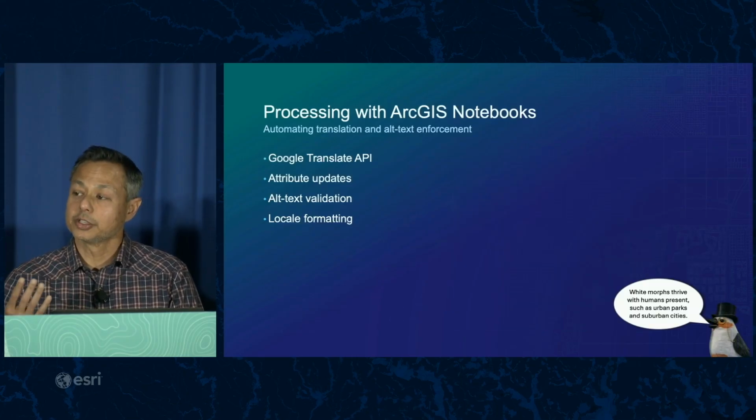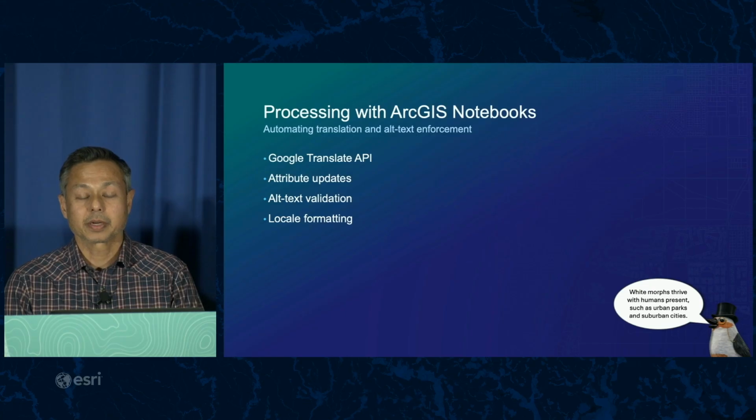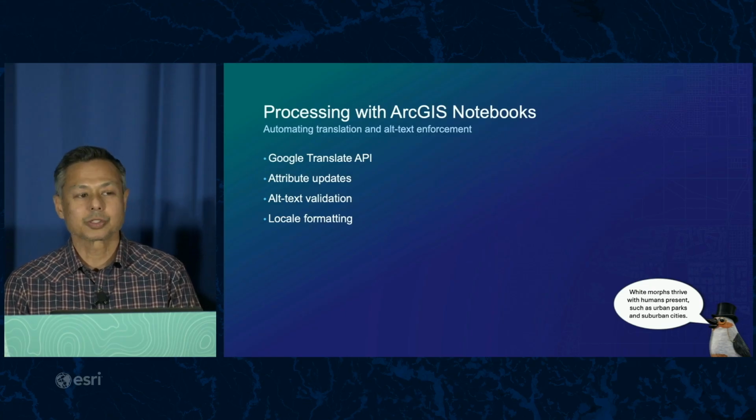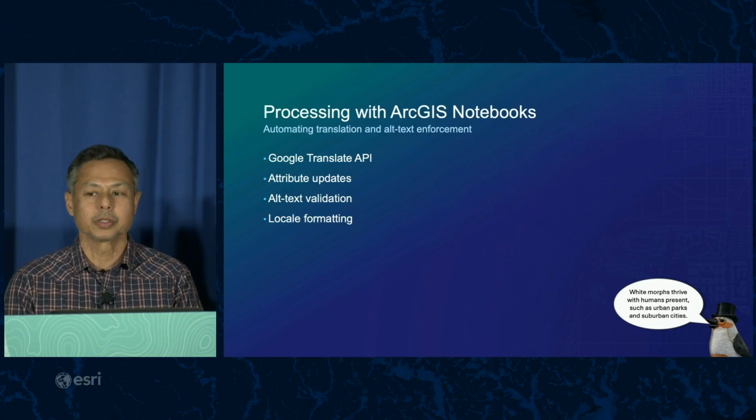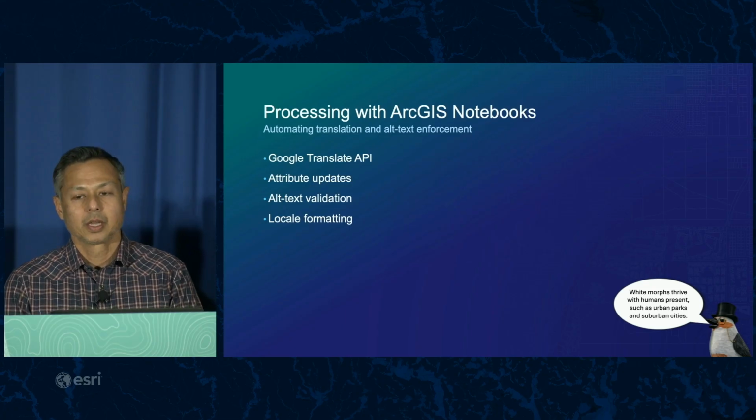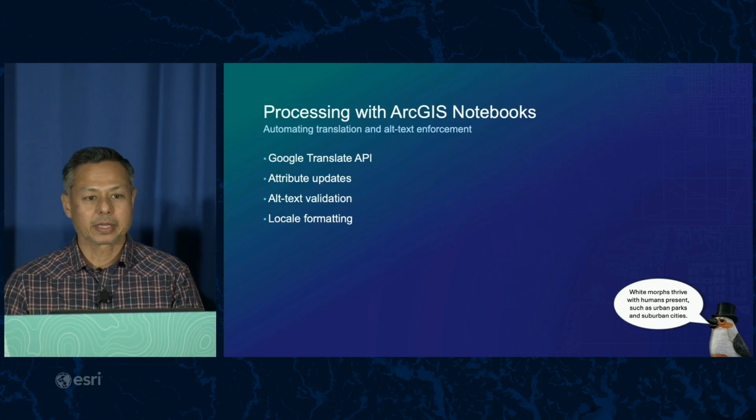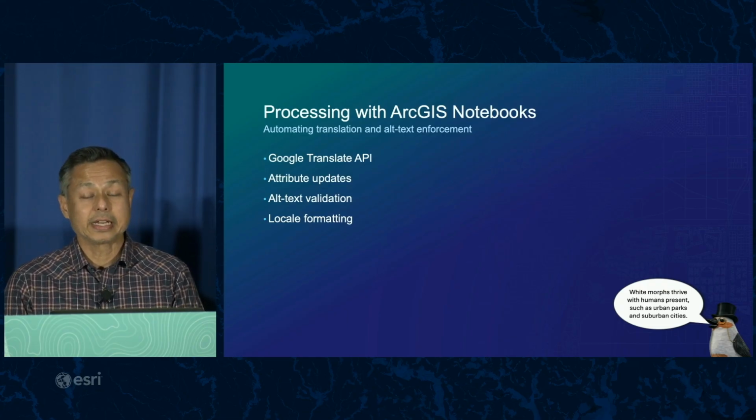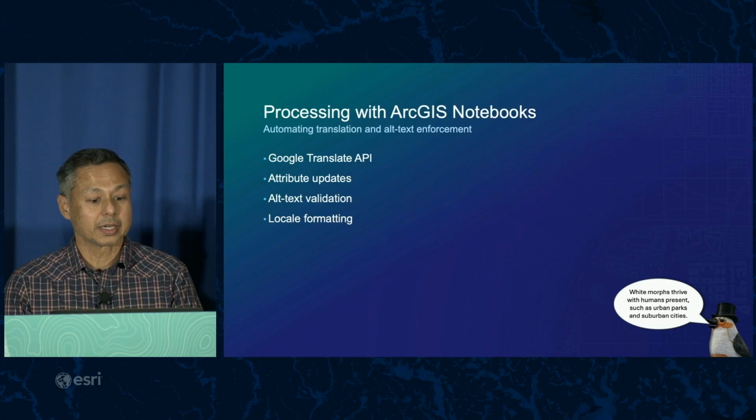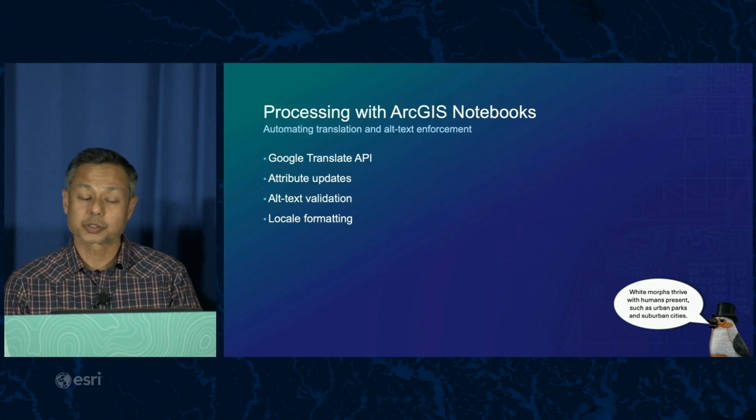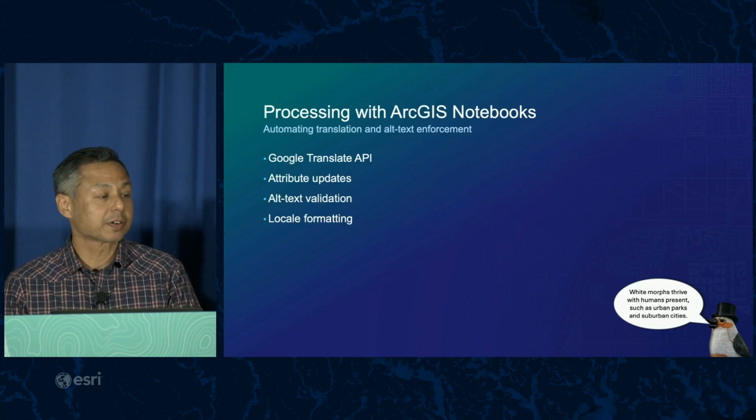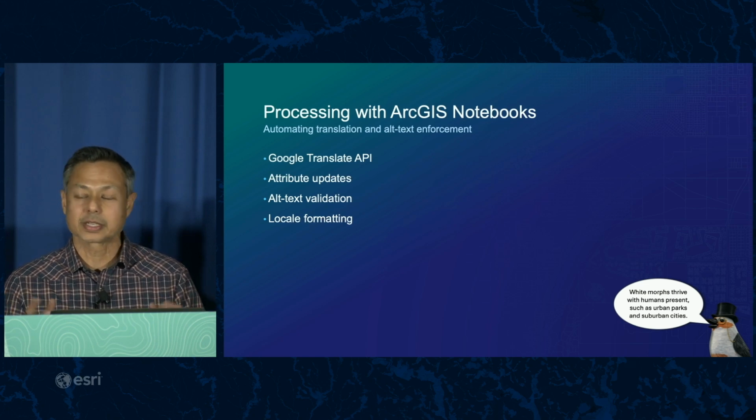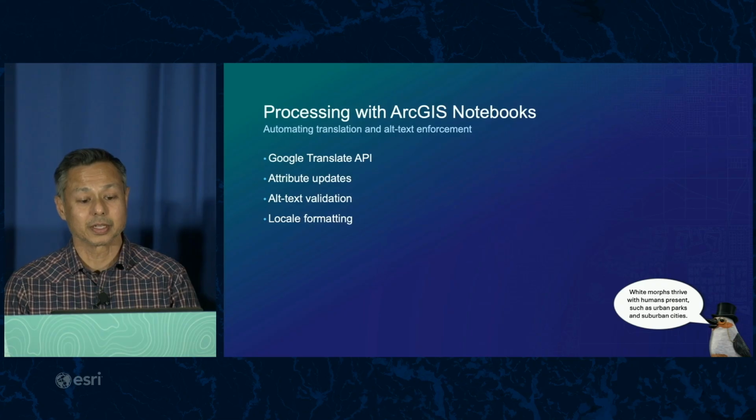Now let's talk about the notebook, right? The notebook itself does quite a lot. I would say it was the glue that really brings everything together. So we use the Google Translate API to do the translation from English to Spanish. And anything that comes down to attribute updates, the notebook also handles that. Validation for alt text as well as locale formatting, everything is handled by the notebook. So essentially, the notebook really drives this project solution.